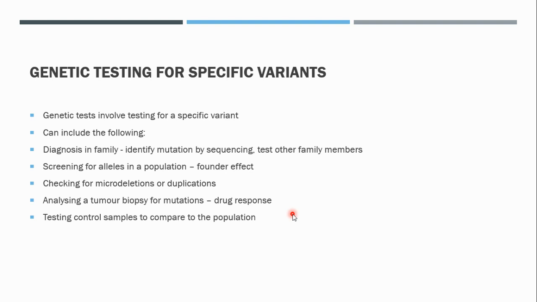Genetic testing is also used to test control samples. So you can compare a set of control samples to a population in order to determine the frequency of alleles in a population, or to determine whether a population has a specific variant that alters their susceptibility to certain drugs.